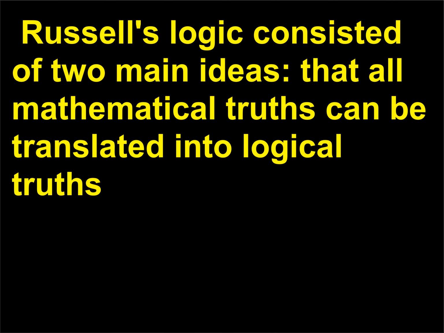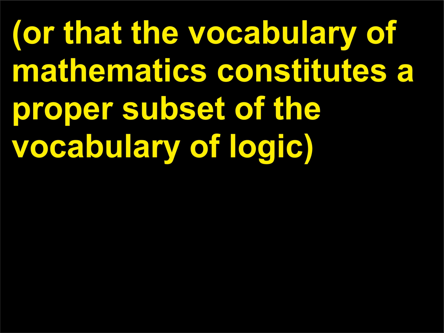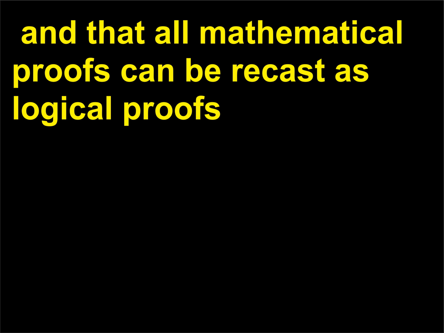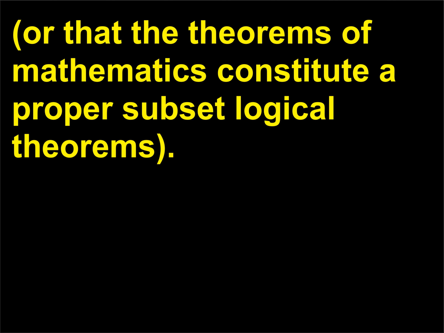Russell's logic consisted of 2 main ideas: that all mathematical truths can be translated into logical truths, or that the vocabulary of mathematics constitutes a proper subset of the vocabulary of logic, and that all mathematical proofs can be recast as logical proofs, or that the theorems of mathematics constitute a proper subset of logical theorems.